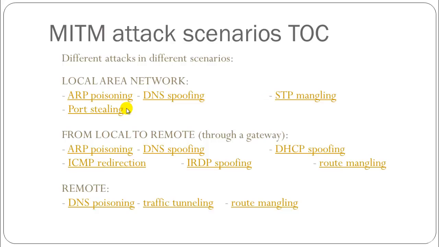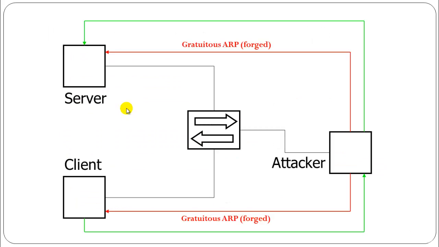Then we have attacks through a gateway from a local machine to a remote machine. They do the same thing again: ARP poisoning, DNS spoofing, DHCP spoofing, ICMP redirection, IRDP spoofing, and route mangling. And finally, once we have remote access, we can again do DNS poisoning, traffic tunneling, and route mangling. I will be teaching you some of these today, and I'll let you know how exactly they work. We will start today with ARP poisoning, and I'll tell you how this works exactly.